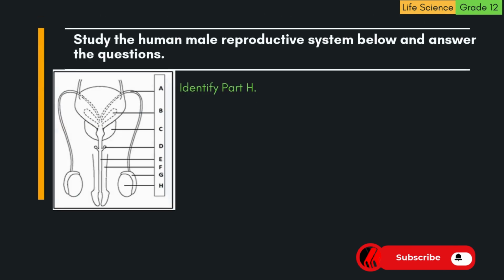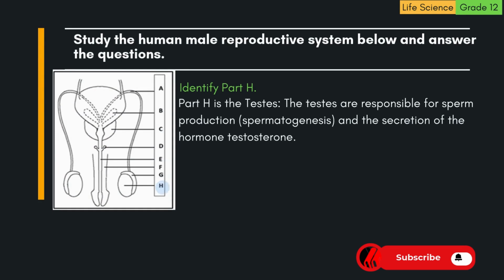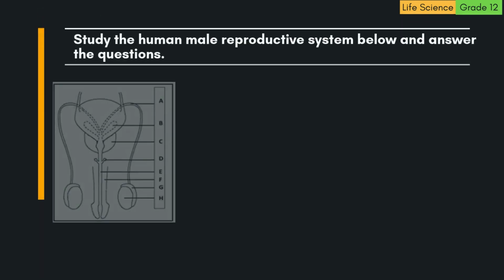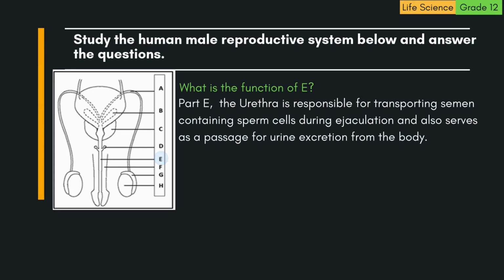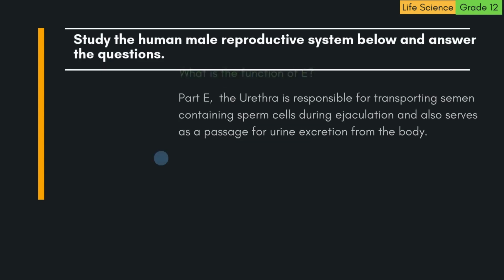Question. Identify Part H. Part H is the testes. The testes are responsible for sperm production, spermatogenesis, and the secretion of the hormone testosterone. Question. What is the function of E? Part E. The urethra is responsible for transporting semen containing sperm cells during ejaculation and also serves as a passage for urine excretion from the body.